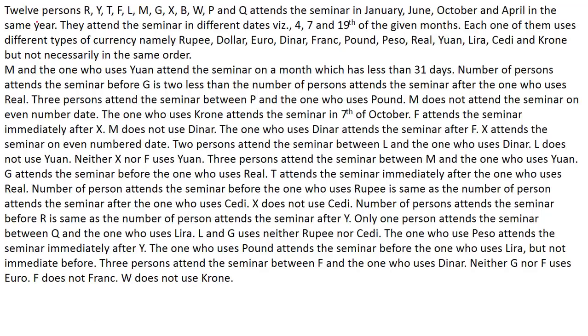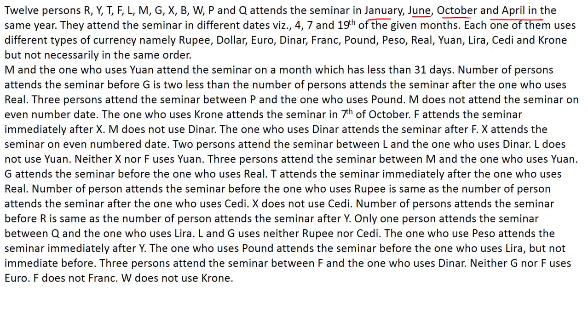Here is the question. So 12 persons R, Y, T, F, L, M, G, X, B, W, P and Q attend the seminar in January, June, October and April. So see friends, there are 12 persons, names are given. Those 12 persons are attending seminars in 4 months, that is January, June, October and April. So these are the 4 months. In those 4 months, these 12 persons are going to attend a seminar. Okay, it is in the same year.